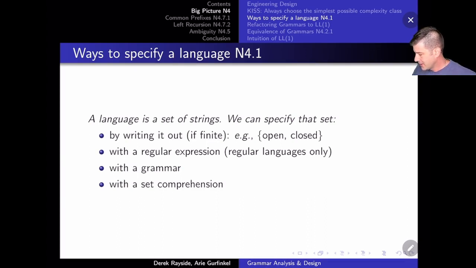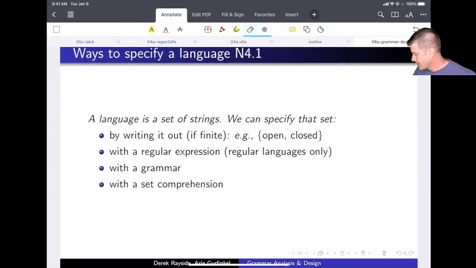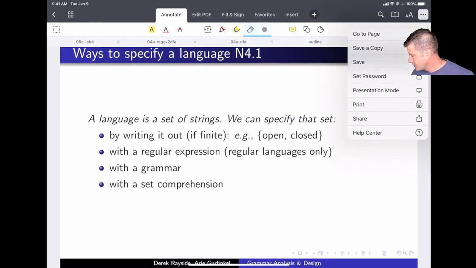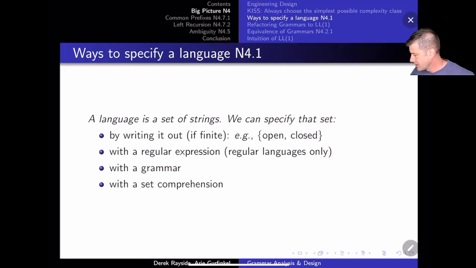So what is a language? Well, we know what a language is. It's a set of strings. There are different ways to specify it. If it's finite, we can just write it all out. If it's a regular language, we can, of course, write it as a regular expression. If it's a context-free language, we can give it a BNF grammar.